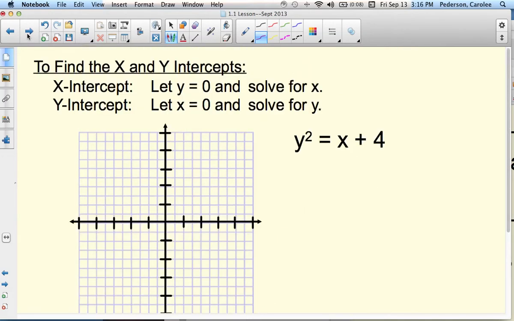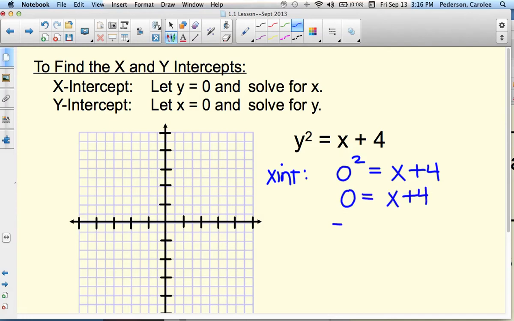Second example, same rules apply, new equation. y squared equals x plus 4, and we want to find the x and the y-intercepts. So let's start with the x-intercept first. To find the x-intercept, we're going to let y equal 0 and solve for x. 0 squared is 0. Subtract 4 from both sides. So x equals negative 4. So our ordered pair then is (negative 4, 0).